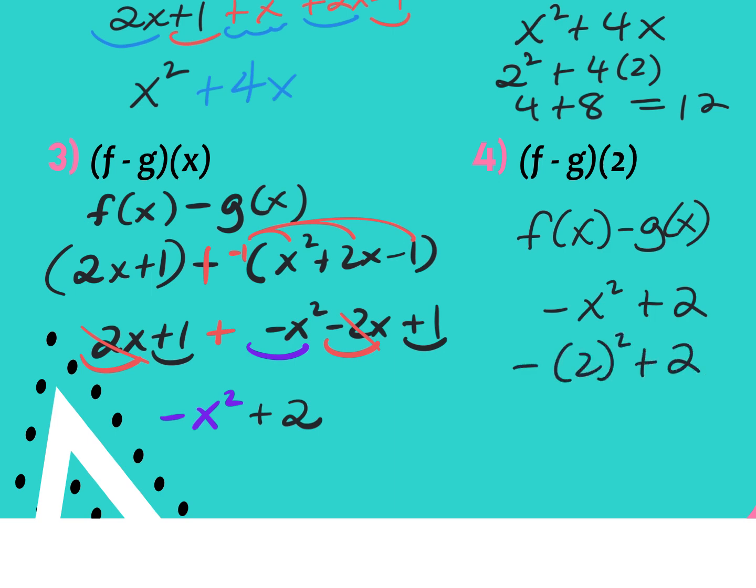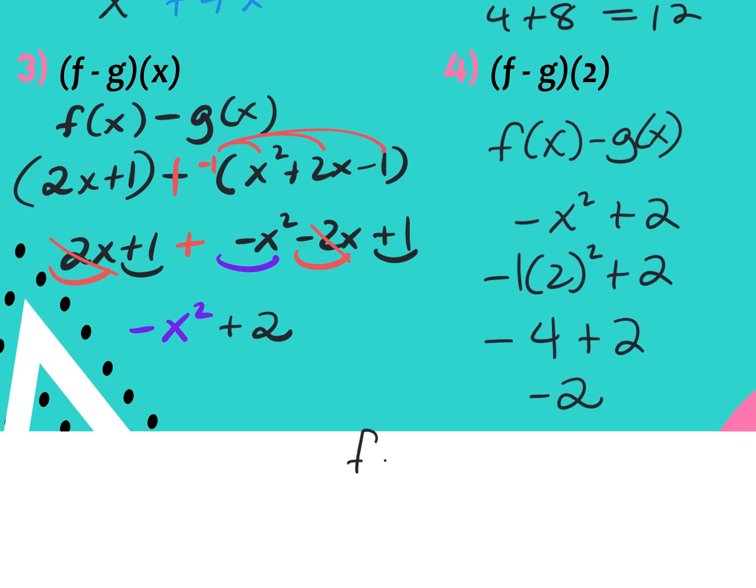Remember, once you substitute in a value for x, you need to remember to follow order of operations. So I need to evaluate the exponent first. So I'm going to do the 2 squared and then drop down that negative sign. Again, you could think of this as like a negative 1 here that you'll multiply back later. And then negative 4 plus 2, and I get negative 2. So subtracting the f of x function from the g of x function when x equals 2 gives me a value of negative 2.